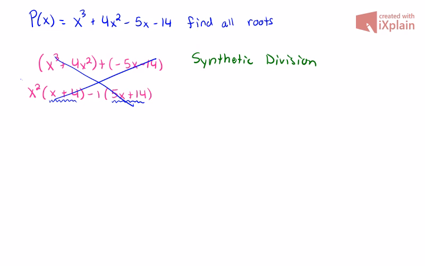So for my synthetic division, I'll start by trying +1 and just hope that we get lucky and this works. So remember, for synthetic division, I put the number I want to divide by in a little box, and then I list the coefficients from up here in my polynomial. So that will be 1, 4, -5, negative 14.